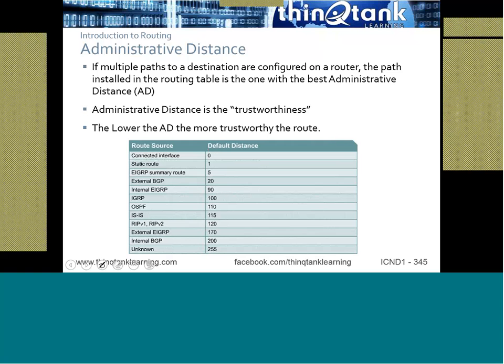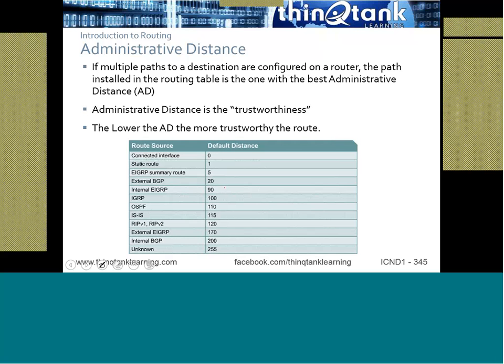In our scenario, RIP has an administrative distance of 120. EIGRP has an administrative distance of 90. So guess which one goes into the routing table? The EIGRP route. The lower the administrative distance of a protocol, and by the way, these are numbers that Cisco assigns. Other vendors have different AD values.